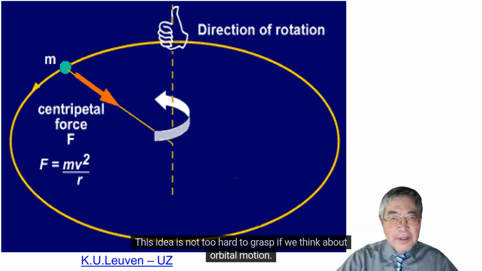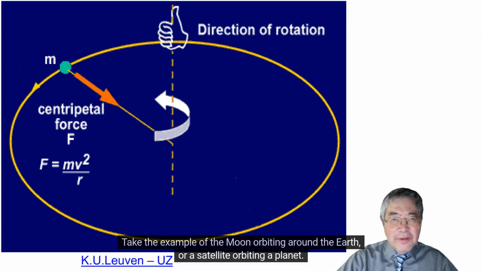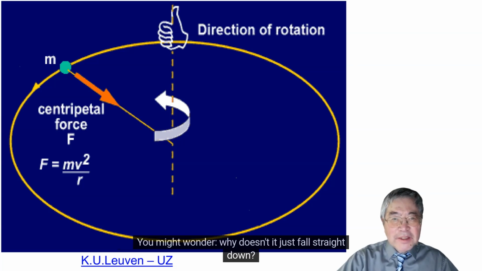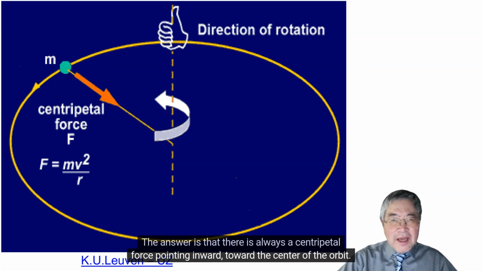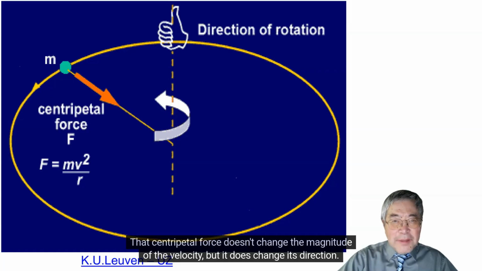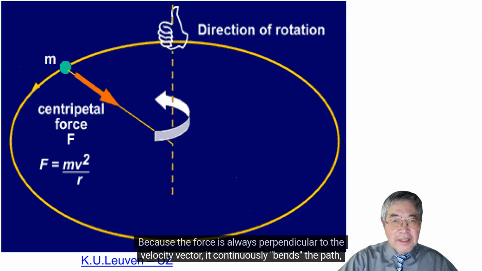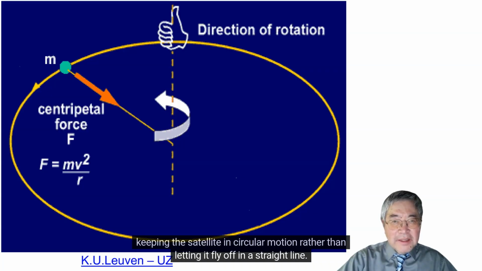This idea is not too hard to grasp if we think about orbital motion. Take the example of the moon orbiting around the Earth or a satellite orbiting a planet. You might wonder, why doesn't it just fall straight down? The answer is that there is always a centripetal force pointing inward toward the center of the orbit. That centripetal force doesn't change the magnitude of the velocity, but it does change its direction. Because the force is always perpendicular to the velocity vector, it continuously bends the path, keeping the satellite in circular motion rather than letting it fly off in a straight line.